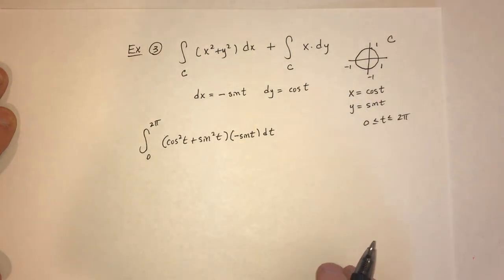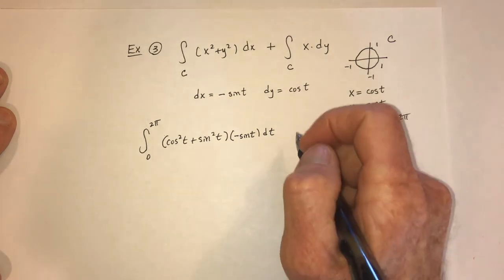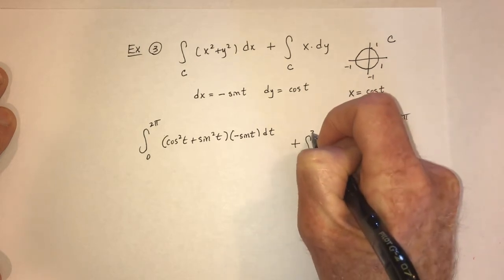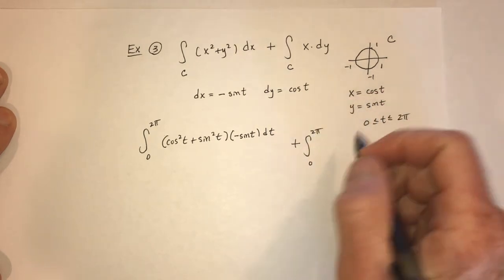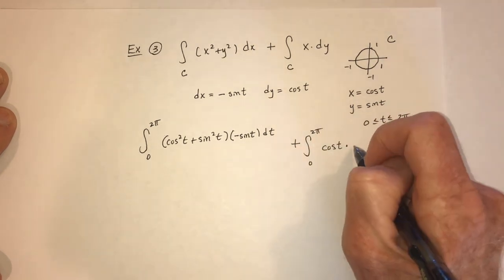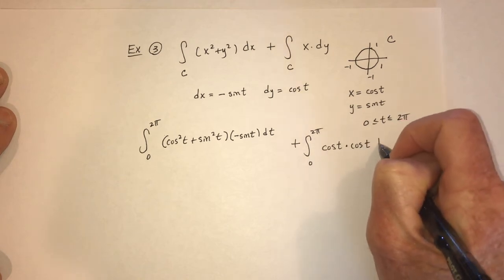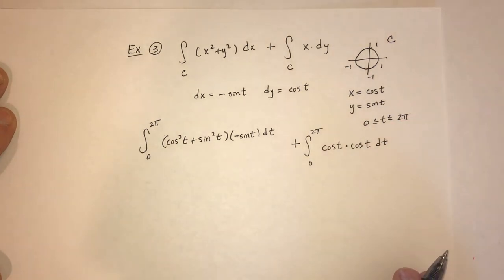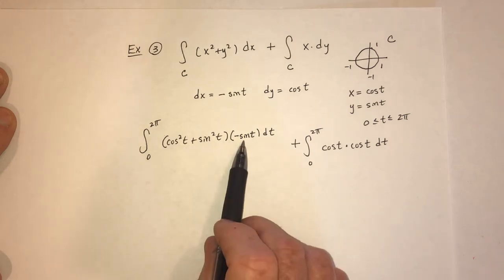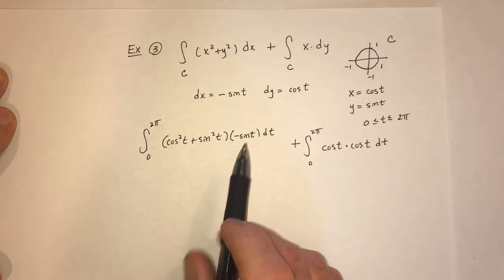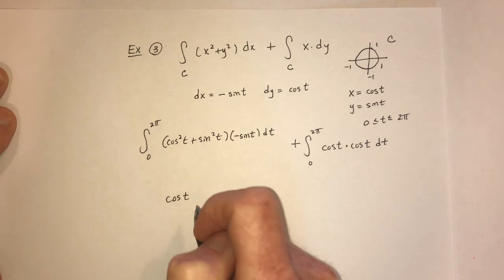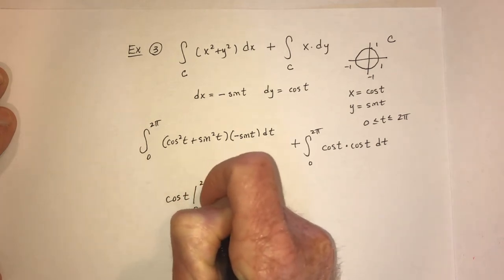And then we need to add to that the integral from 0 to 2 pi, and then it's just x times dy. So over here, cosine squared plus sine squared is just a 1, so all we really need to do is integrate negative sine. So that's going to be cosine of t. And then that part gets evaluated from 0 to 2 pi.